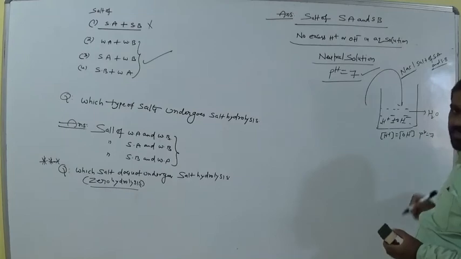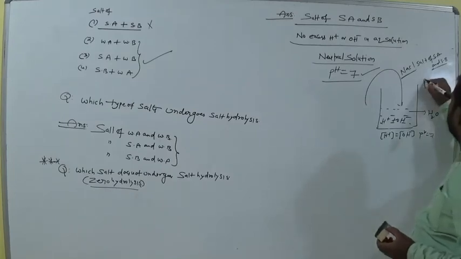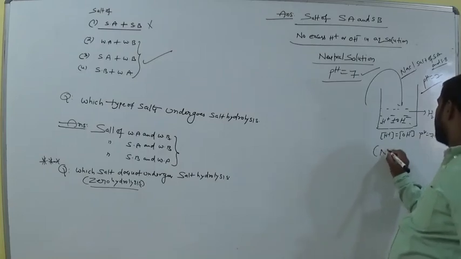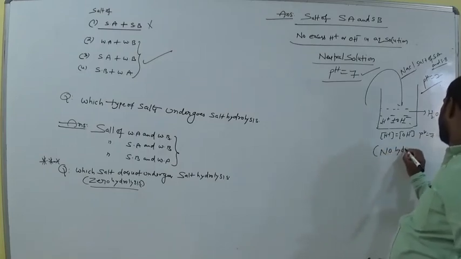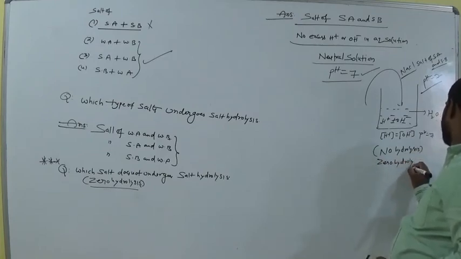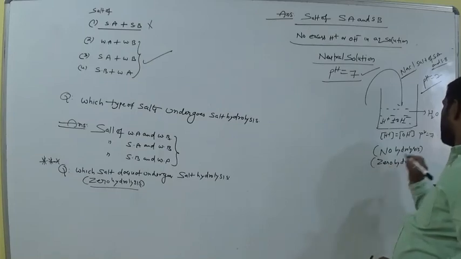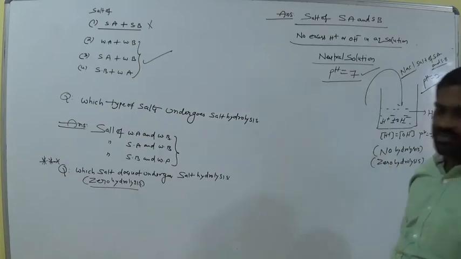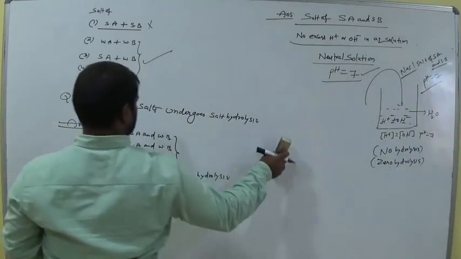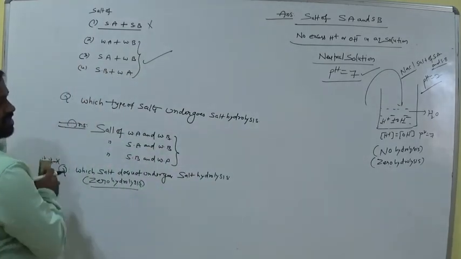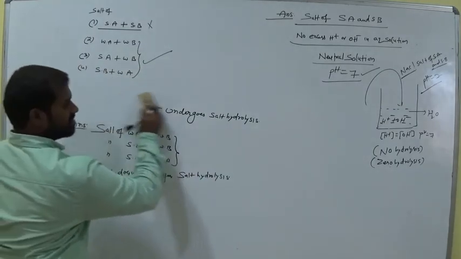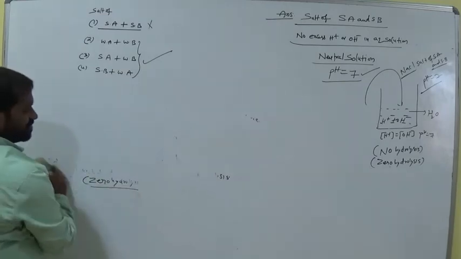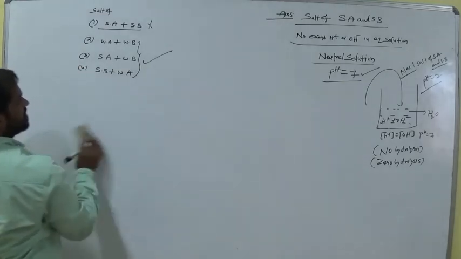Clear all of you? So now what is the expected pH in this case? 7. That means no hydrolysis. We call it zero hydrolysis. Zero hydrolysis. Clear all of you? I will explain again now why it is zero hydrolysis.